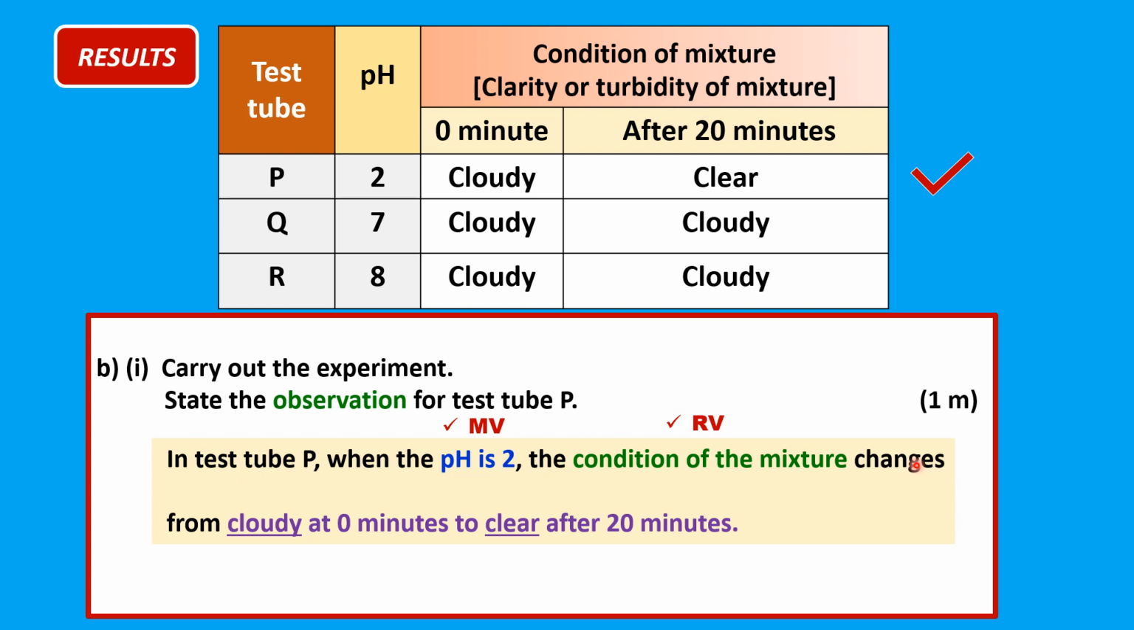the operational RV that you obtain from the experiment. Changes from cloudy to clear, that is your reading or observation. There's no reading, no measurement made here, but you observe that it changed from cloudy to clear. So that's the observation, after 20 minutes. If you have these three components, MV, RV, and the reading, or MV, RV, and the observation, what you observe with your eyes, you get 1 mark.